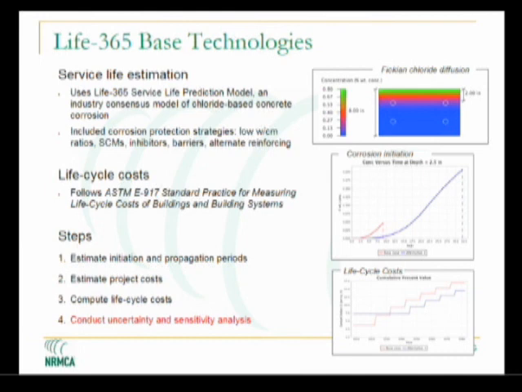And then finally, the steps for determining the service life and life cycle costs of alternate concrete mixtures and protection strategies are the following. First, the methodology estimates the time required for corrosion to start on the internal reinforcing steel. It then uses some values for how long it takes for that initial corrosion to propagate to the point where the concrete structure or the concrete member really needs to be repaired.